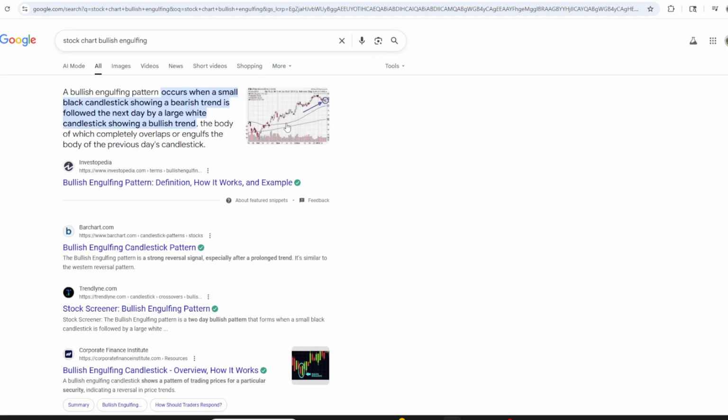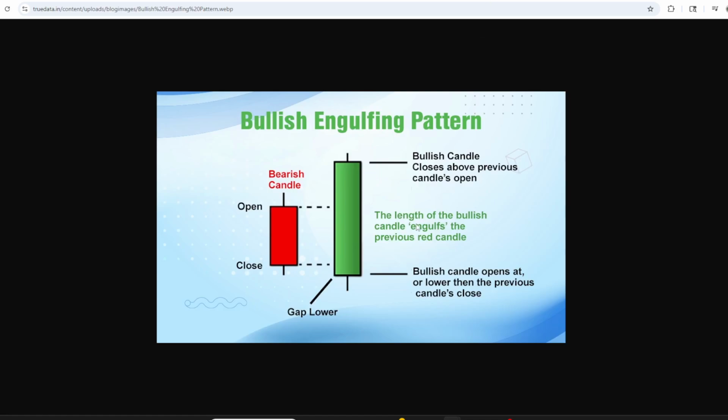For today's lesson, we're going to talk about a bullish engulfing pattern. Here's a very quick write-up. You can pause and read that, but essentially it is a candle body where the entire candle body eclipses the body of the prior candle.